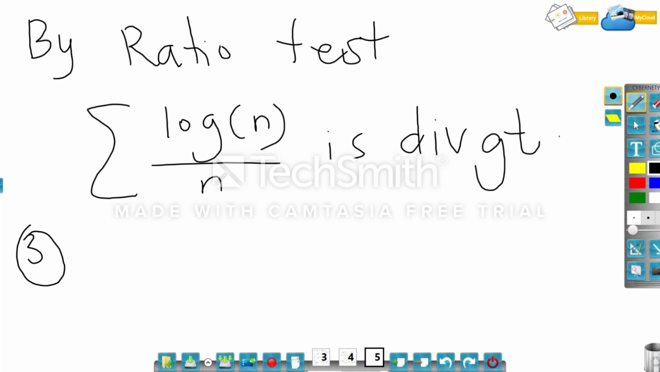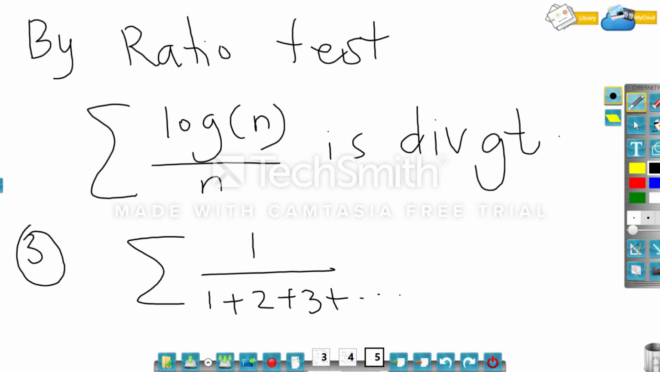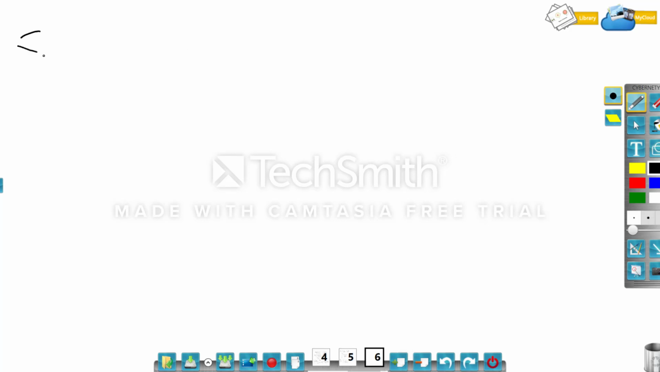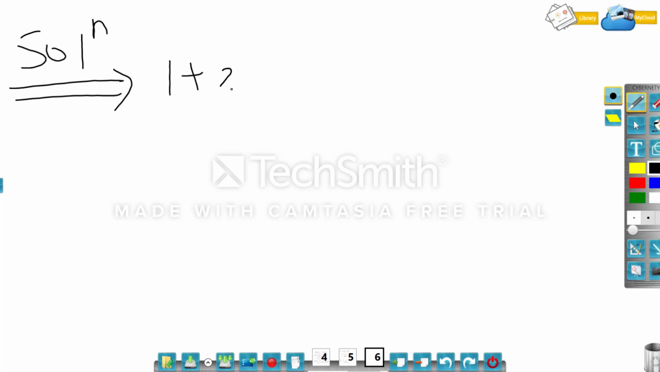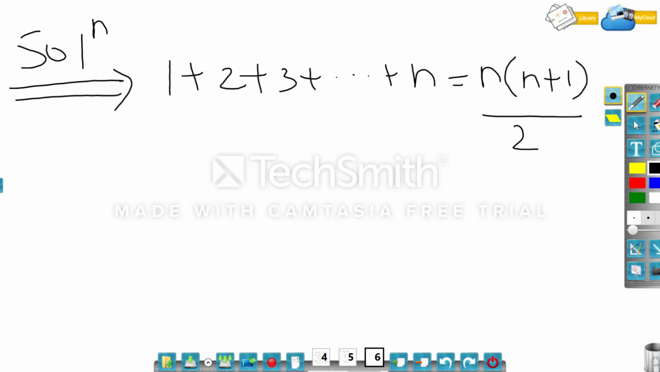Question number 3. Check the convergence of the series 1 upon 1 plus 2 plus 3 plus dot dot dot n. Solution. We know that 1 plus 2 plus 3 plus dot dot dot up to n is nothing but n into n plus 1 divided by 2. So instead of writing 1 plus 2 plus 3 plus dot dot dot n, I will say it is equal to n into n plus 1 by 2.